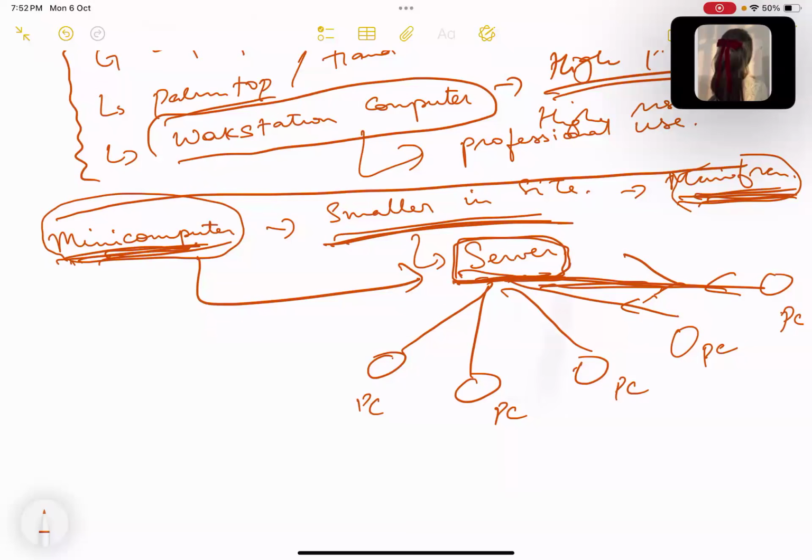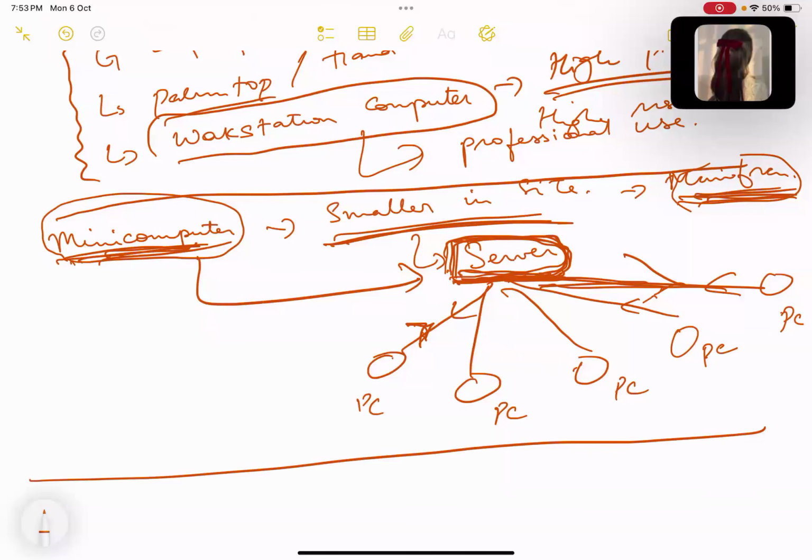So a server is not a different kind of computer, okay? It's a computer only, and it's generally a mini computer. The primary use of a server is when computers are connected over a network: the individual computer will request the server to deliver a certain page or certain data, and accordingly the server will deliver that data or that page, right? So this is what is known as the mini computer, okay?